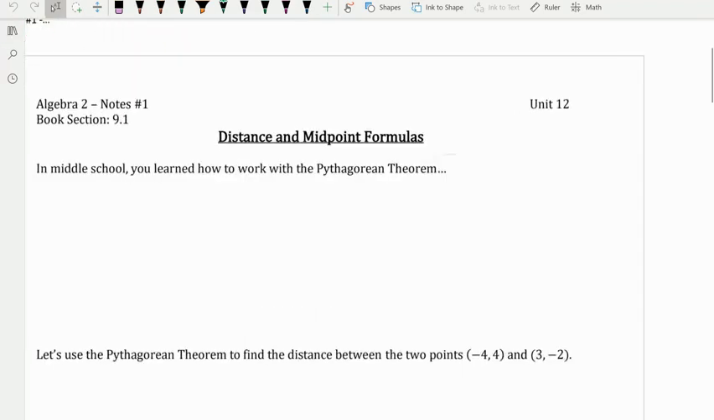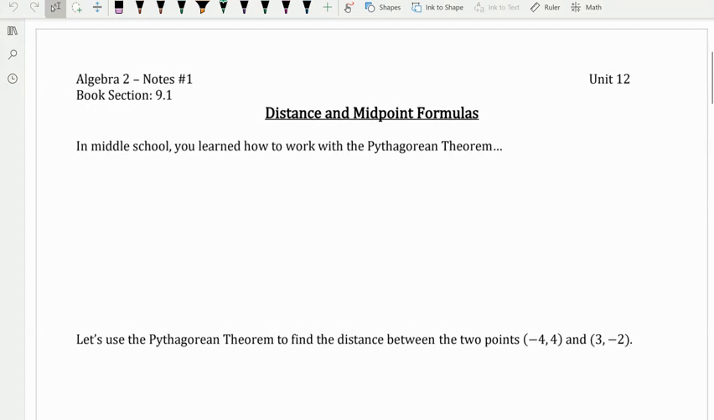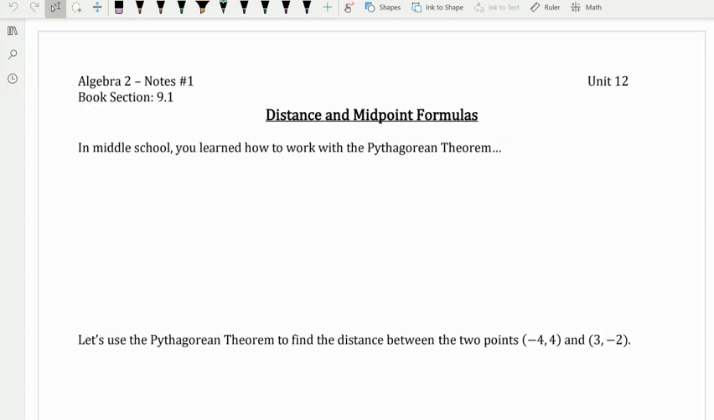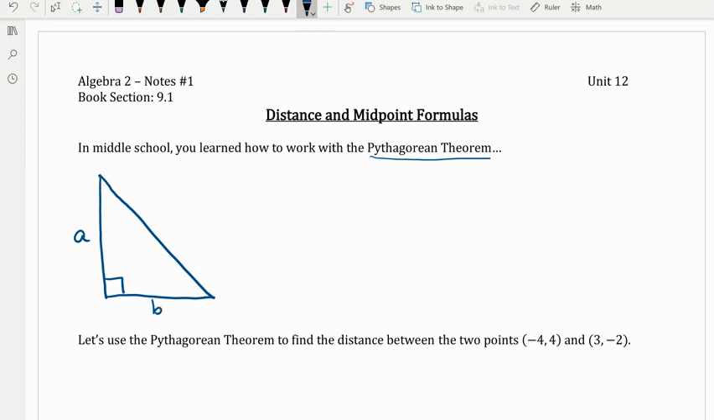Okay, so first thing we're going to do is review something that should be really familiar to you, and that is the Pythagorean theorem. We learned this in middle school. We talked a little bit about it in Algebra 1. But just to remind you, the Pythagorean theorem is when you have a right triangle. And if you remember, a right triangle means it has a right angle. We mark it with a little square. And then we have these two sides, A and B, those are the legs. And then the longest side, or the side that's across from the right angle, is the hypotenuse. That's what we call C.